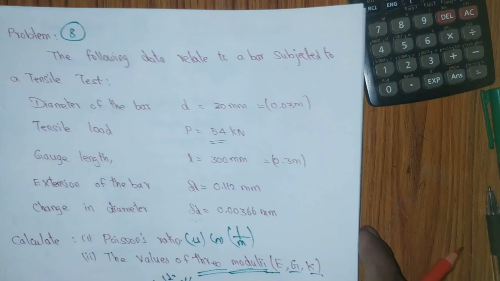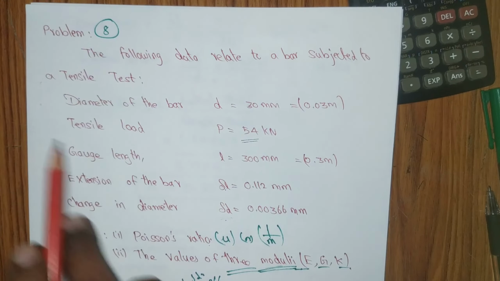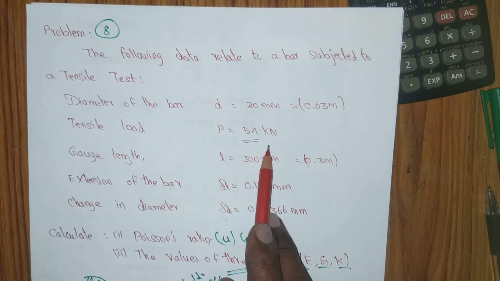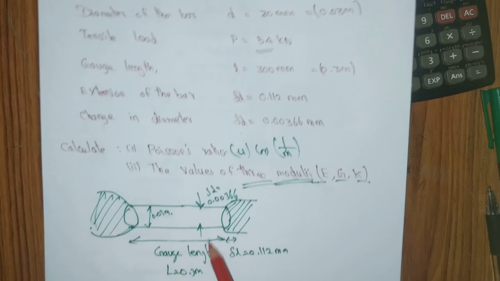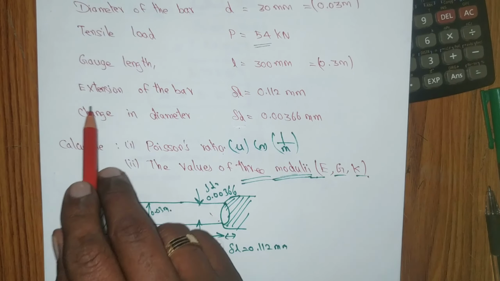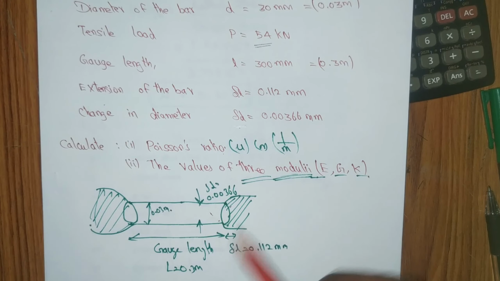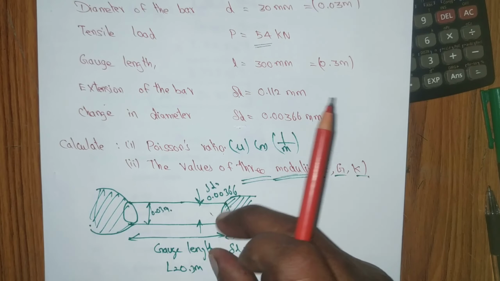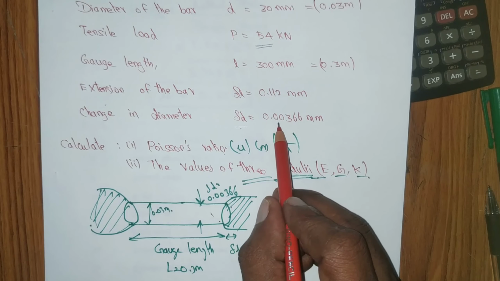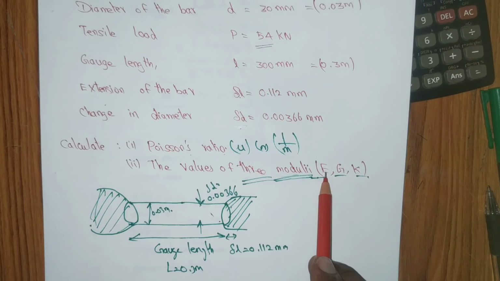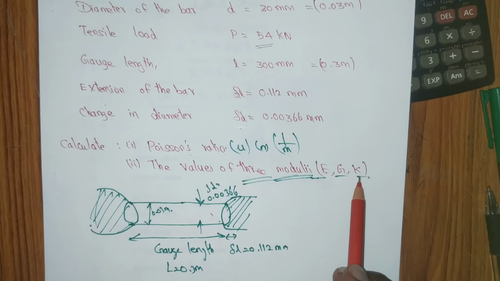So we'll recall this problem. They gave a circular rod and they are testing it in the UTM machine, with a diameter of 30 mm, and the applied load is 54 kilonewton. Gauge length, the measuring or testing length, is 300 mm. The extension of the bar, when you apply load in the tensile direction, is 0.112 mm, and the contraction due to this tensile load is 0.00366 mm. So we need to find the Poisson ratio and the three moduli G, K and E.